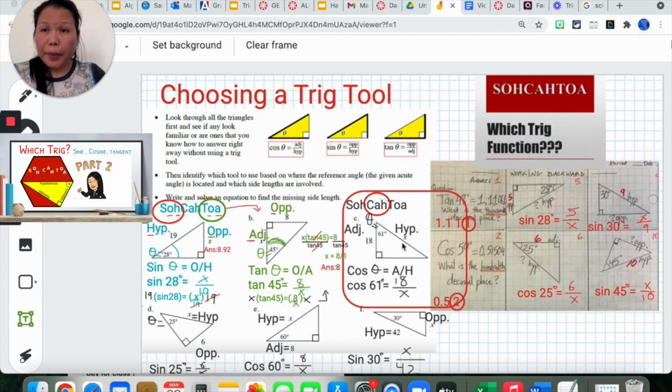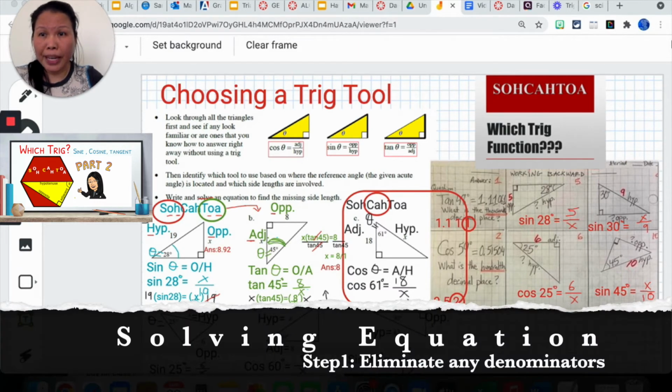The last problem that we're working on this page, letter C, we are using the trig tool called cosine, C-A-H, and you can see the equation we have written before. Cosine of 61 degrees equals 18 over x. The denominator is the letter x. I'm going to get rid of the denominator first so I don't have to work with denominators and no more fractions in the next step. I multiply by exactly that denominator x onto both sides to get rid of the one on the right hand side.